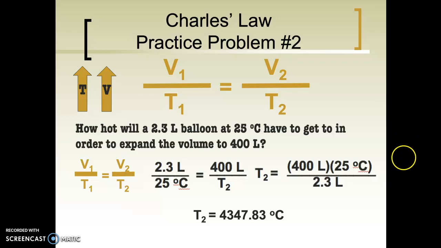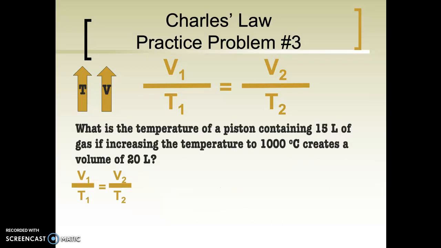Now, to understand the proportionality, if you want to see that, you could take 400 and divide by 2.3, and that should be equal or pretty close to being equal to our 4,347.83 divided by 25. And they should have both increased by the same amount. Again, that is the proportionality part. Okay. So let's move on to a third problem.